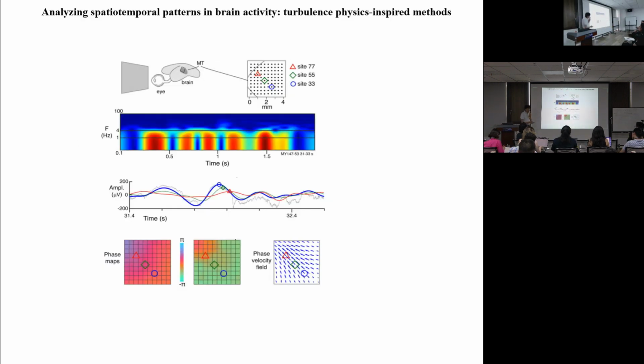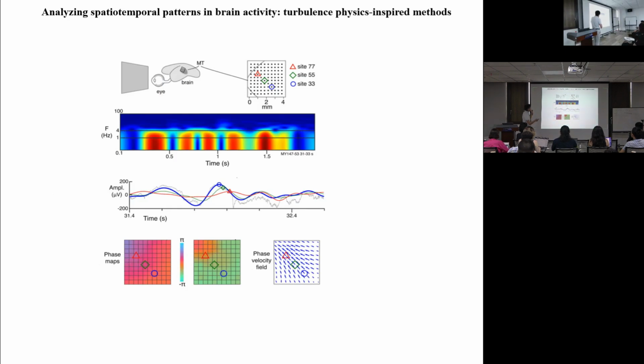All right, we apply this to Utah array data. This is the MT area of a marmoset. The marmoset is a small, very cute monkey. Because the animal was anesthetized, we can see this sort of slow oscillations. This is time, this is frequency, slow oscillations in the delta range.